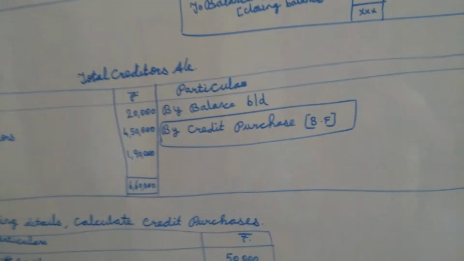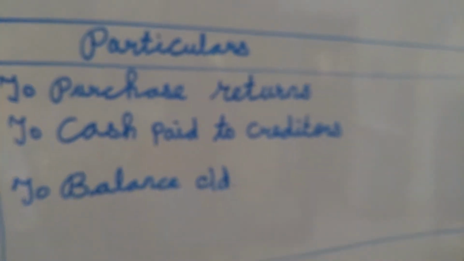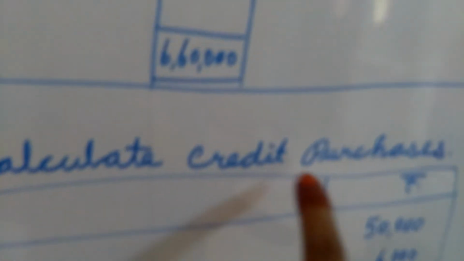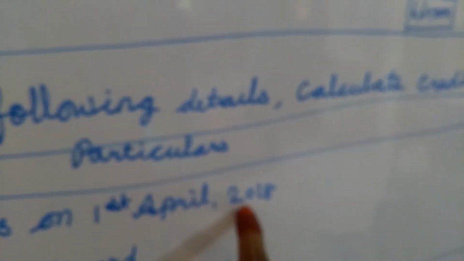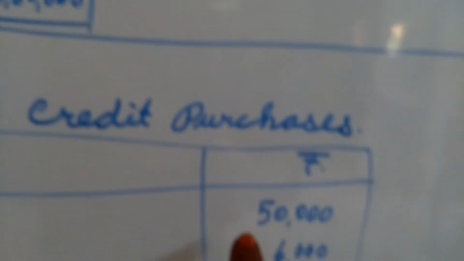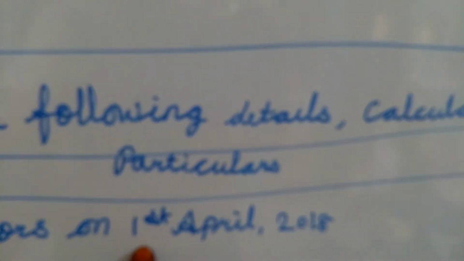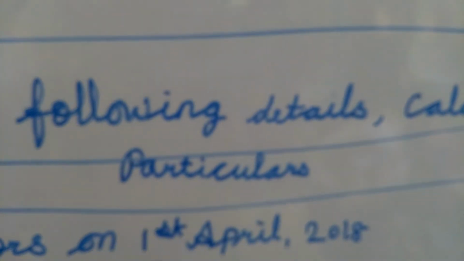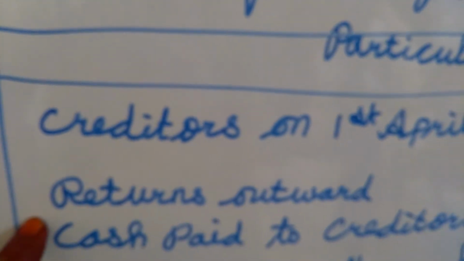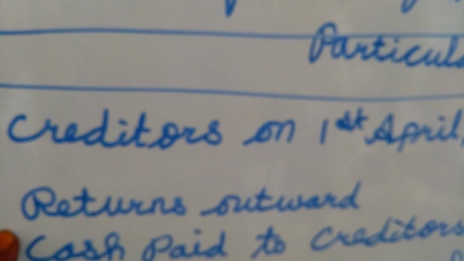Same model, I give one more sum. Everybody listen carefully, see the sum. Everyone should complete that sum and submit it on WhatsApp. See the homework sum. From the following details, calculate credit purchases. See what information is given. Creditors on 1st April 2018: 50,000. This is the 1st April, so we consider it as opening creditors. Opening creditors balance, which side will it come? Credit side, right? Next one, return outward, and then purchase return.